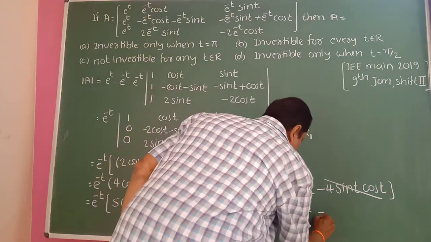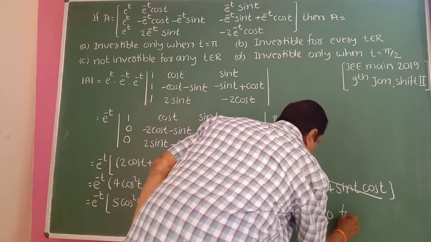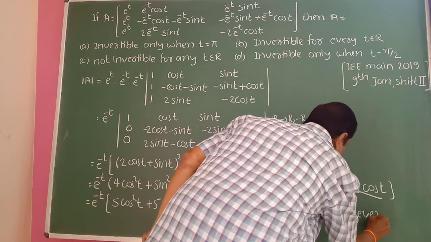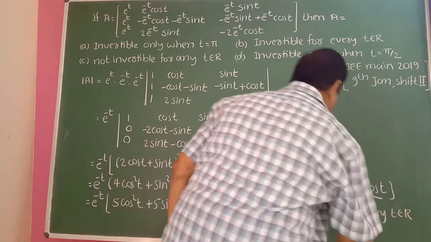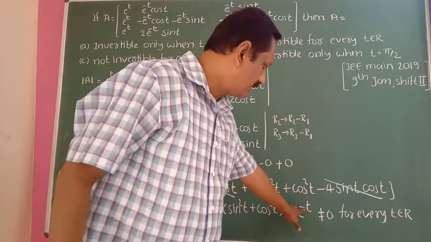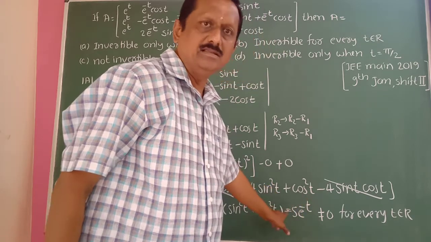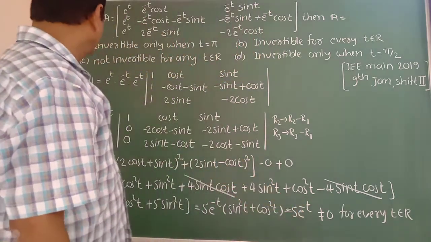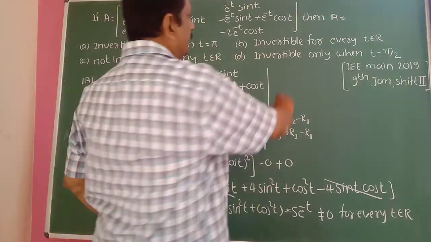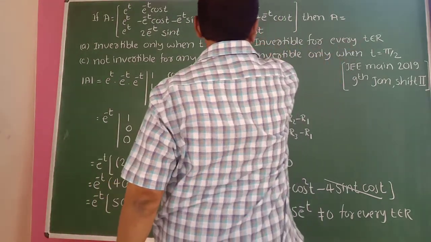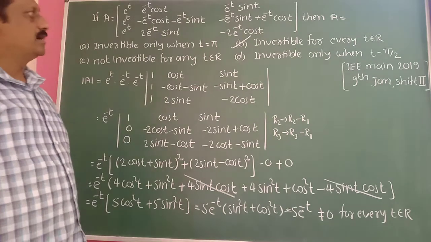So this is not equal to 0 for every t belongs to R. For every t belongs to R, this cannot be 0. Hence, determinant of A is not equal to 0, which means it is invertible here. Hence, invertible for every t belongs to R. So, the second option is correct.